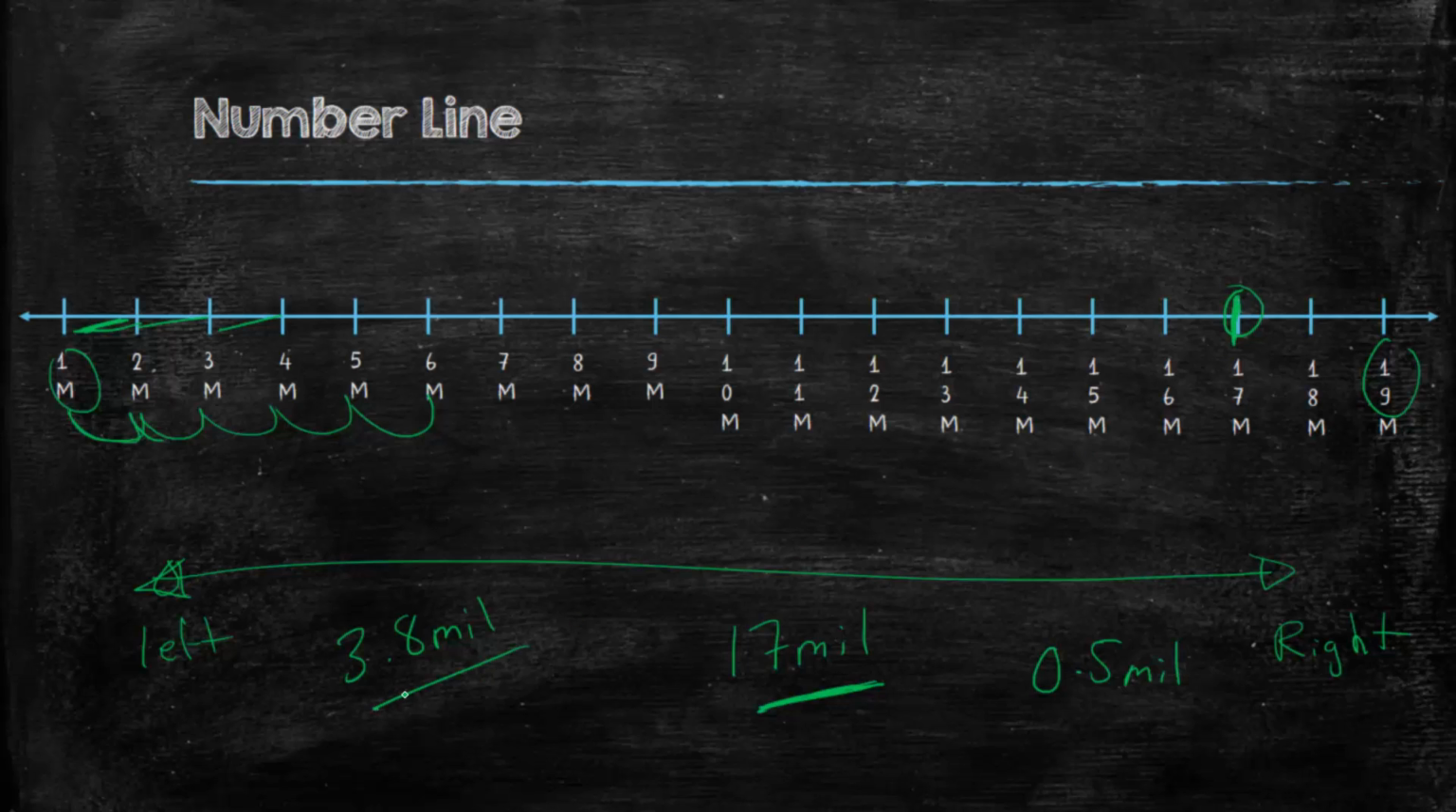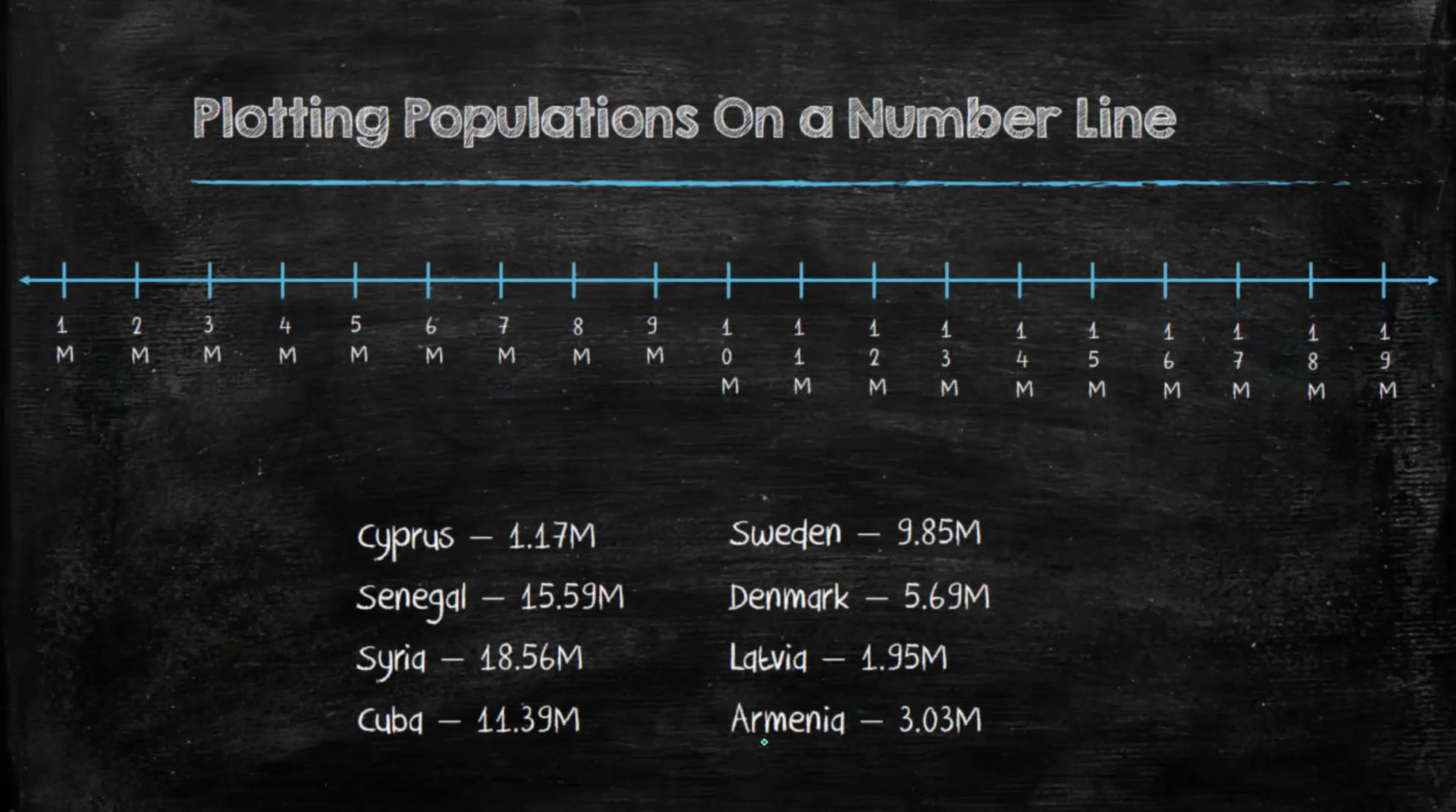If we were to plot 3.8, it's a bit harder, but it's not too hard. We know that the 3 million is right here and the 4 million is right here. 3.5 would probably fall somewhere here. Okay, so 3.8 would probably be right here. And the 0.5 million, well, that's under 1 million since this is 1 million and this is 0 right here. 0.5 would probably be somewhere around here. So 0.5, this would be 3.8, and this would obviously be 17. Cool. Okay, let's look at some other examples.